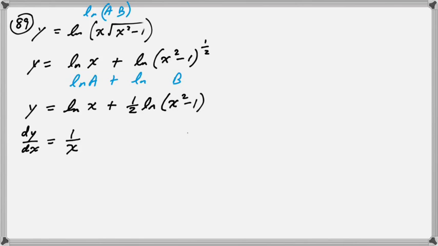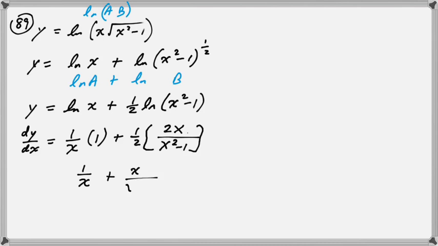U prime over u, or 1 over u times u prime. The derivative of natural log of x is 1 over x. Here you could do u prime over u, and this would give me what? X over x squared minus 1. Again, that's u prime over u. That's a derivative. If I was to do the derivative of the natural log of u, it could be u prime over u, which is what I did.